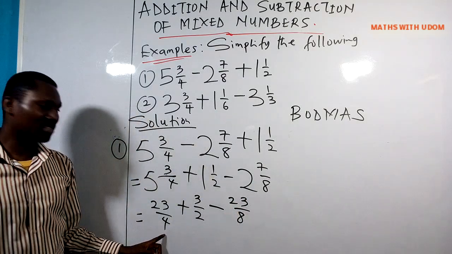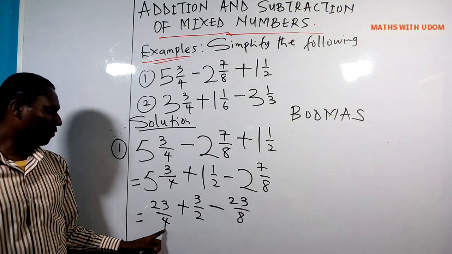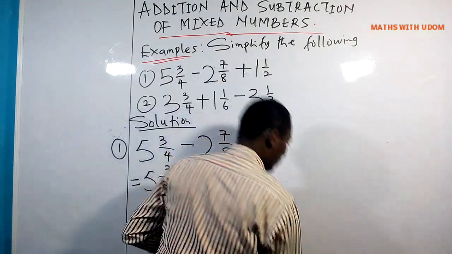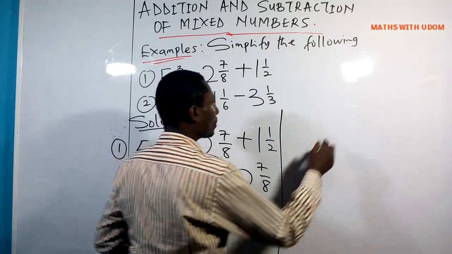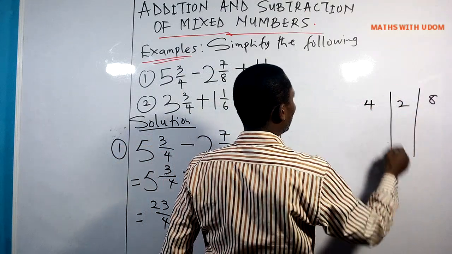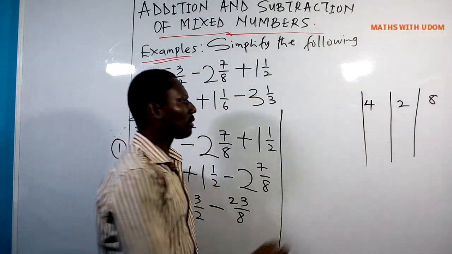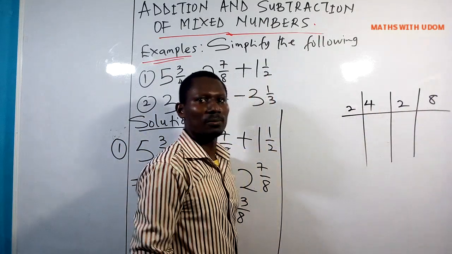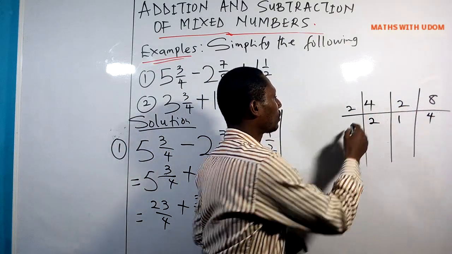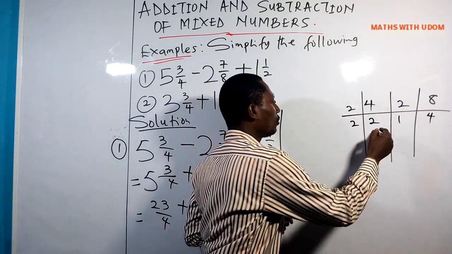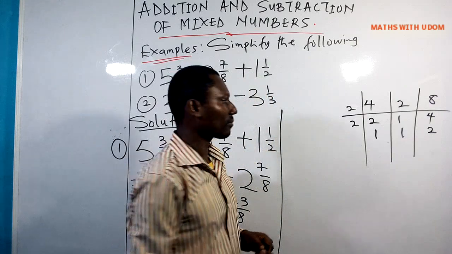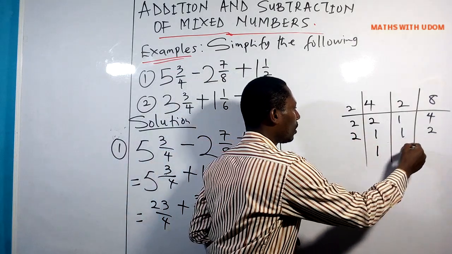So from here, what do we do next? We find the LCM of all the denominators, the denominators 4, 2, and 8. Let's find the LCM of 4, 2, and 8. What can go? 2. 2 in 4, 2. 2 in 2, 1. 2 in 8, 4. 2 can go again. 2 in 2, 1. 2 in 1, 1. 2 in 4, 2. Then 2 lastly. 2 in 2, 1. 2 in 1, 1. 2 in 1, 1.